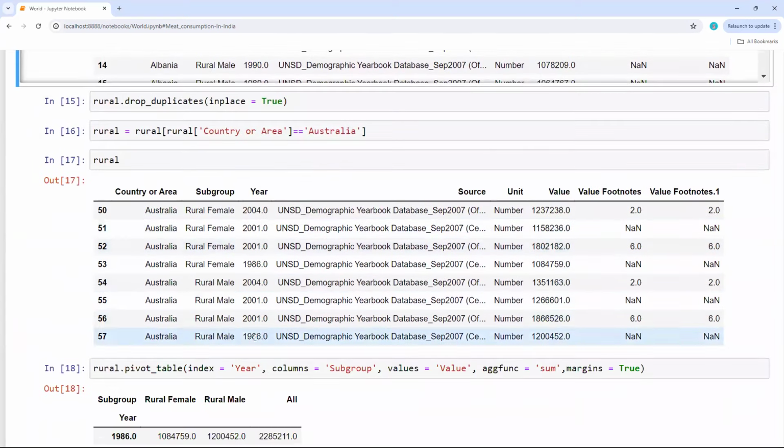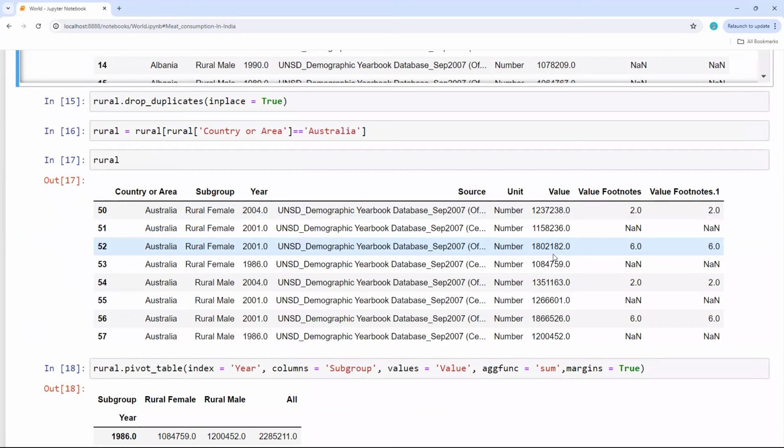And if I look at the Australian rural population, in 2004 it is around 1.2 crore, and for rural male it is, no, sorry, this is rural female data, it is only 12 lakhs. It is 1.2 million, sorry, not crore. It is 1.2 million, 12 lakhs 37,238 rural female. And for rural male, we have 1.3 million.